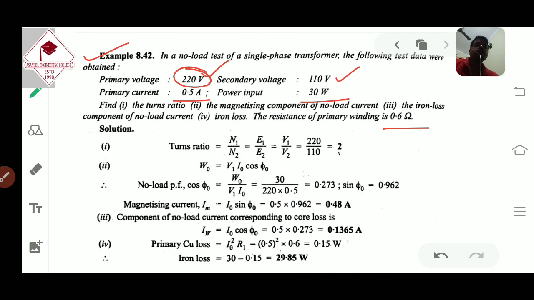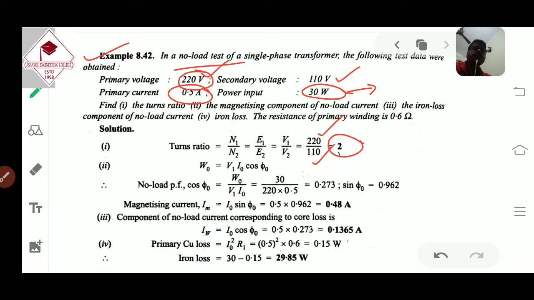Okay, so since this is a no load test, this is the rated voltage. You can see that this primary current is the no load current, fine, which is very low, it is 0.5 ampere, clear, and this power input is actually the core loss, fine, because this is a no load test. Okay, so let us see how it has been solved. So turns ratio n1 by n2, which is equal to e1 by e2, which is equal to v1 by v2. So what is the voltage v1? This is 220 and v2 is 110. So we can easily find this turns ratio, that is 2.